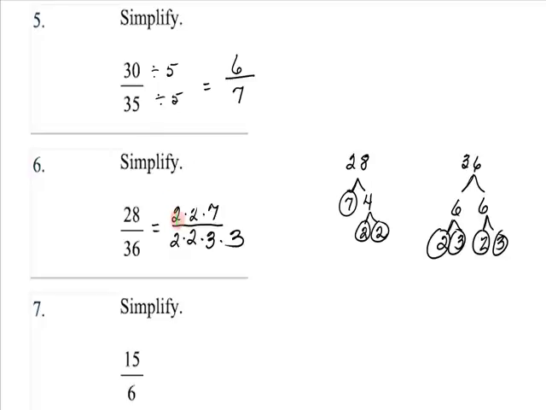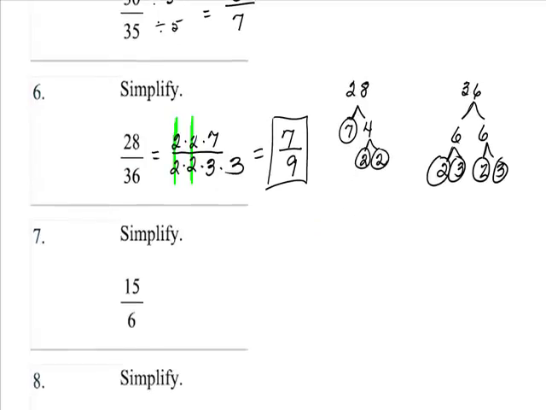All right, my common factors: 2's and 2's. That leaves me with 7 over 3 times 3, which is 9. I could have gotten there without doing prime factors if I had recognized that 4 was a common factor. 4 goes into 28 7 times and 4 goes into 36 9 times.